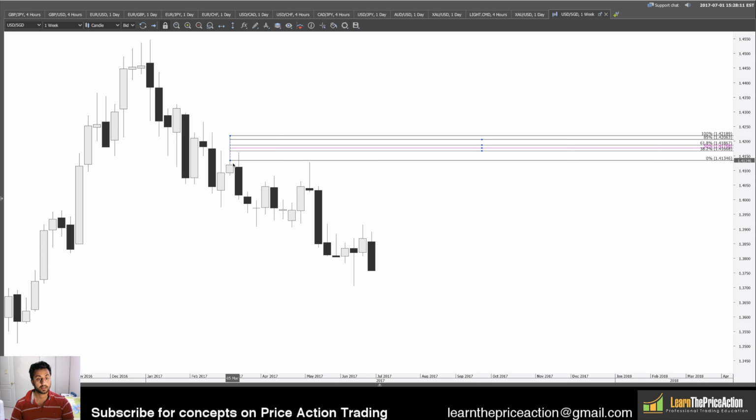Let's draw the Fibonacci of this whole pattern instead of just the pin bar. So you have the top and you have the bottom right here. Look, where did the market come back to? It came back to 61.8 and it formed a beautiful pin bar. And bam, the market came down from here. That's how you trade. That's how these professionals trade.